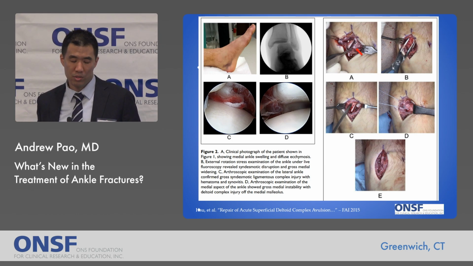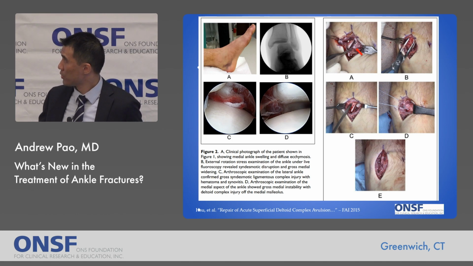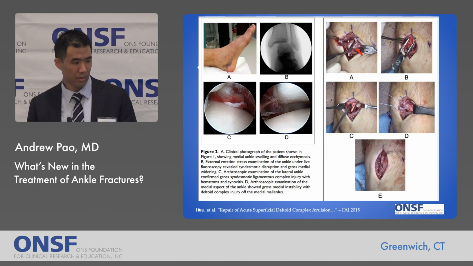So in this case example, they're using a rongeur to prepare the surface of the medial malleolus and to drill some suture anchors, and basically to imbricate that deltoid and to bring it back.